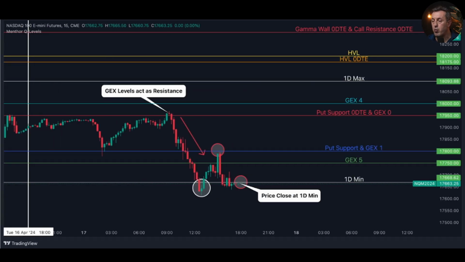Now let's start with NQ. In this chart, we can see how the session opened. The GEX level acted as resistance and could provide a clear signal for a short trade. Now that you are in your trade, how would you play this move?